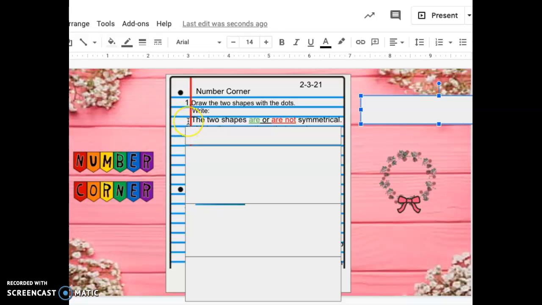All right, now make sure you have your sentence. The two shapes are symmetrical or the two shapes are not symmetrical. Press pause if you need more time to write your sentence.